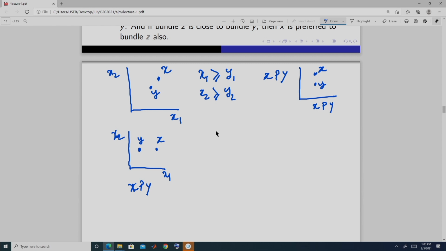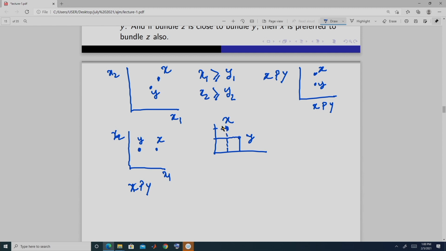But this is silent if we have a situation like this, if this is x and this is y, because here x2 is greater than y2, but x1 is less than y1.